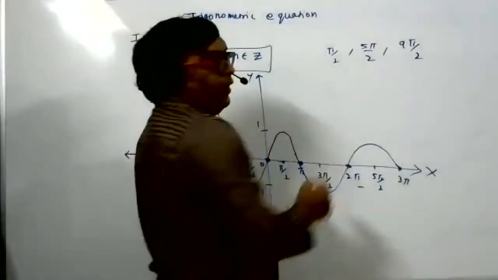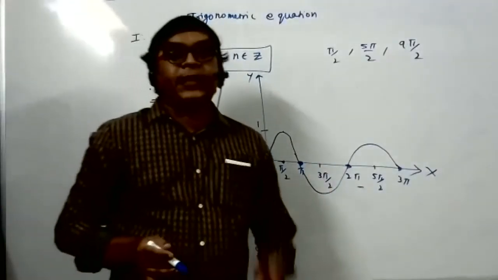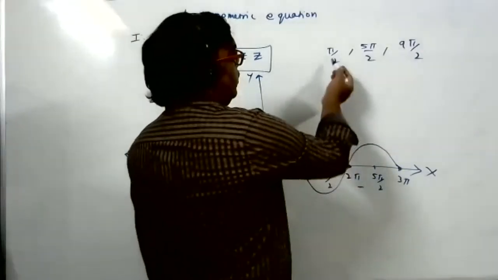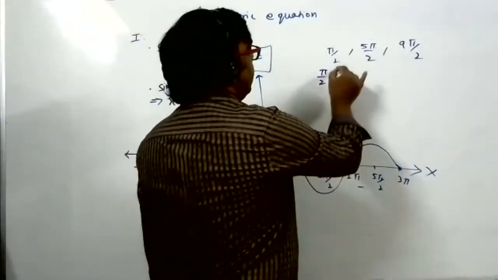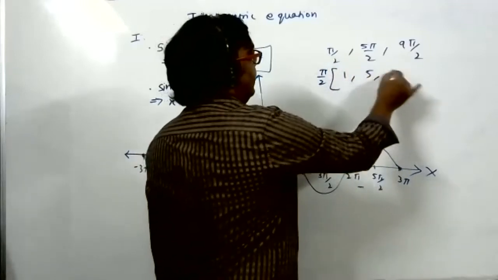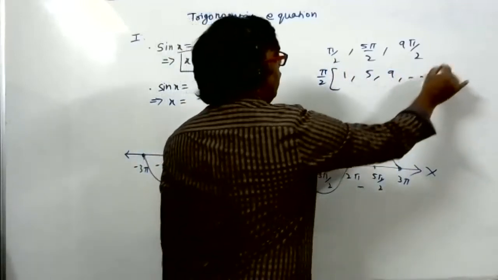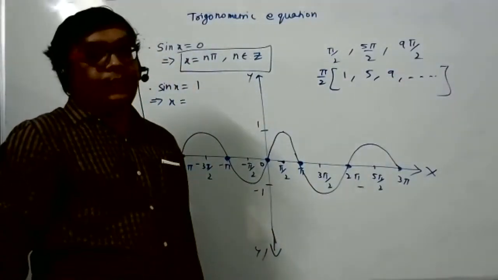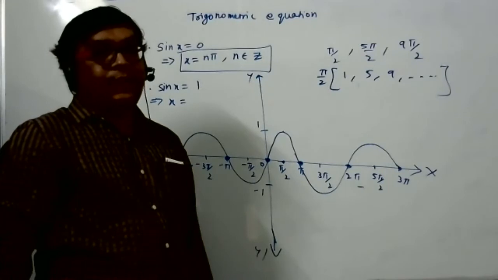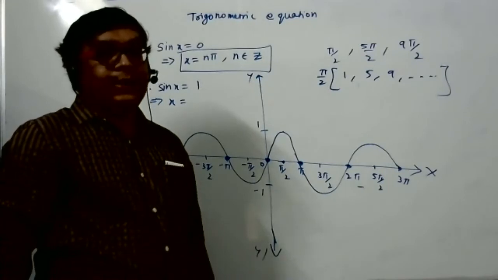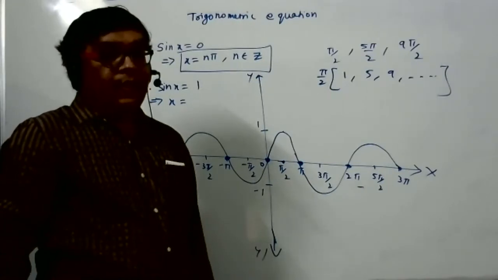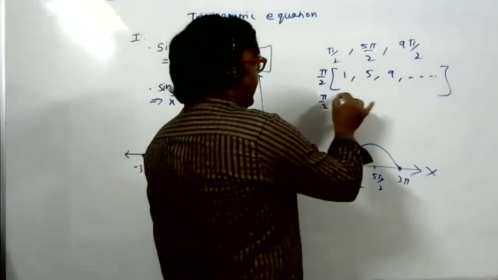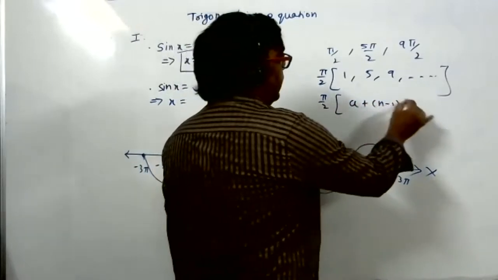Suppose you want to find it in AP. In 10th class, in the AP chapter, have you learned how to write the general term? Suppose I take pi by 2 common. So what did I get? 1, 5, 9, dot dot dot. 1, 5, 9 is which series? 4n plus 1. Sir, it's an AP. Common difference is 4. So AP general term, how to write? A plus n minus 1 D.